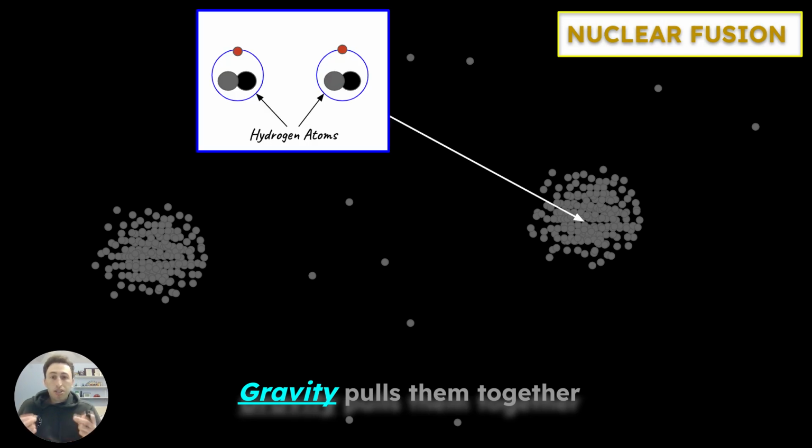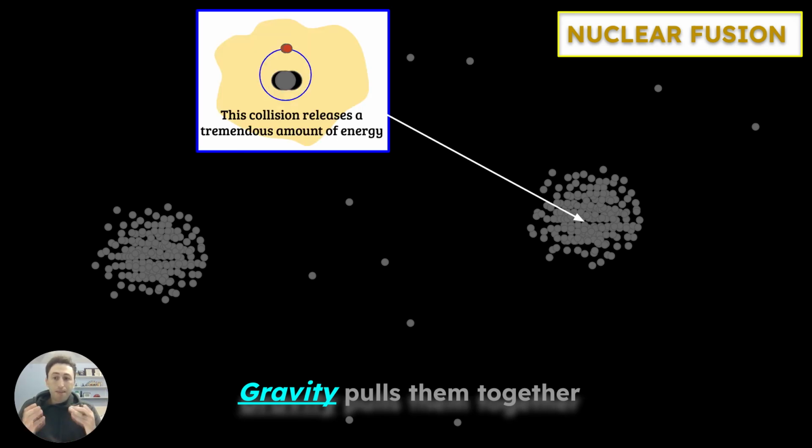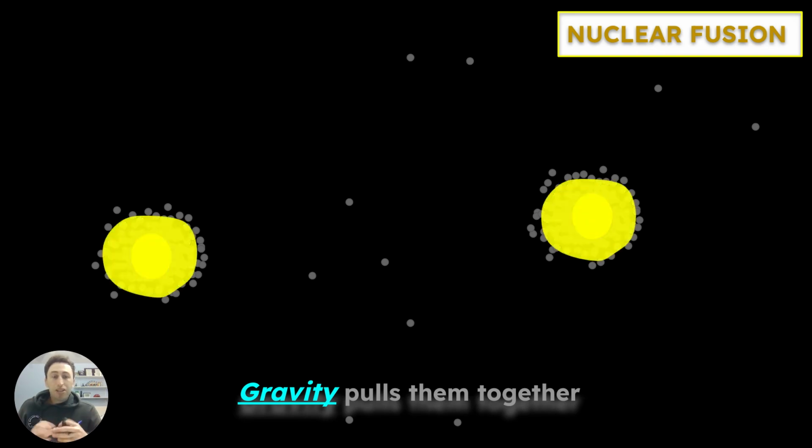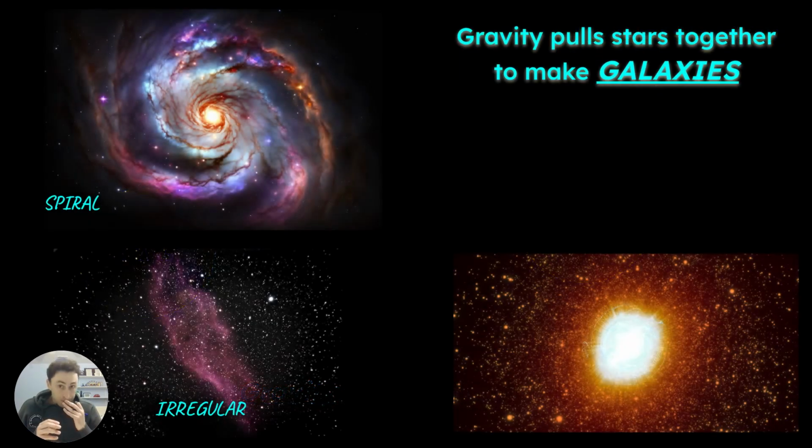Nuclear fusion is when the hydrogen atoms inside, where there's so much pressure and so much temperature, start to collide with each other, releasing a tremendous amount of energy. And that energy will help to form the stars. So stars are formed by nuclear fusion, and that is how stars continue to emit all their light and all their radiation. That is nuclear fusion.